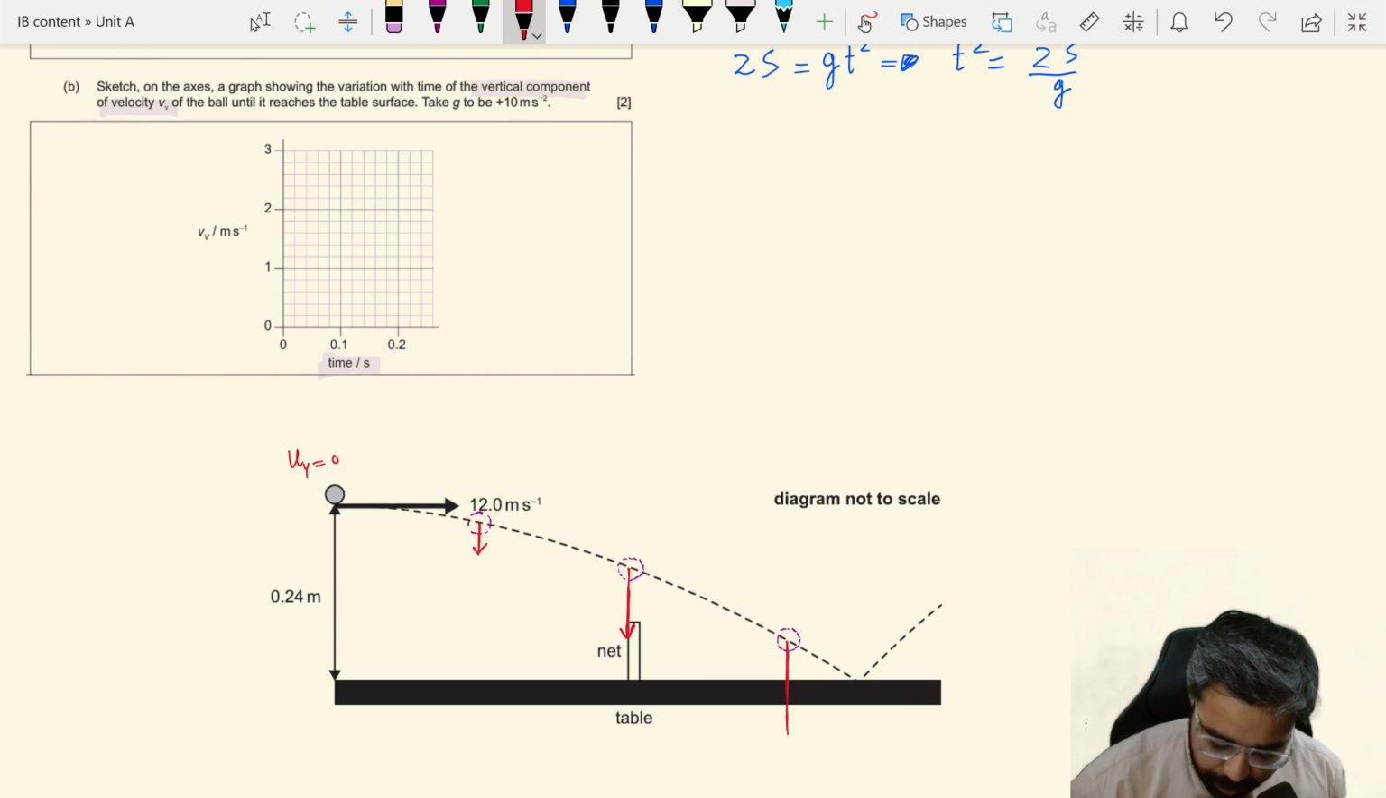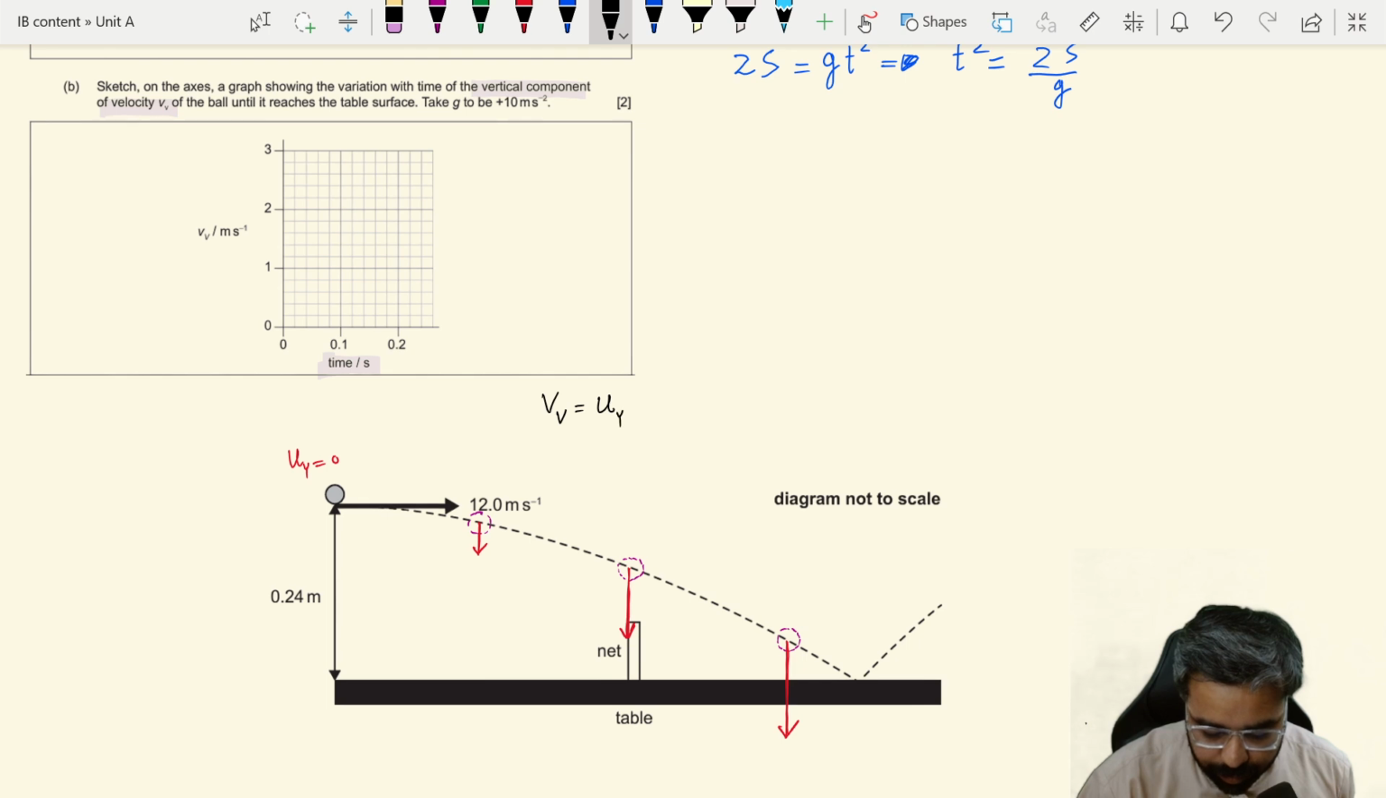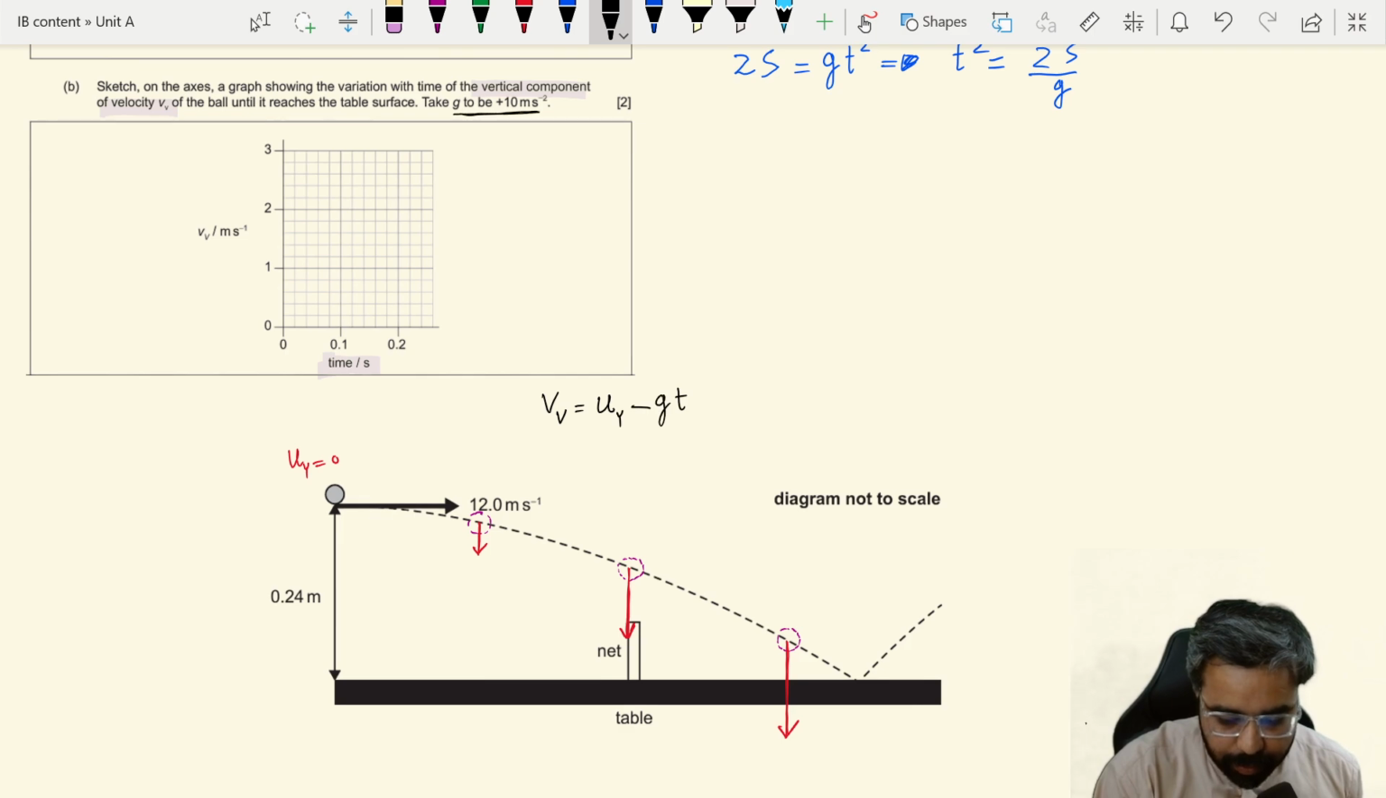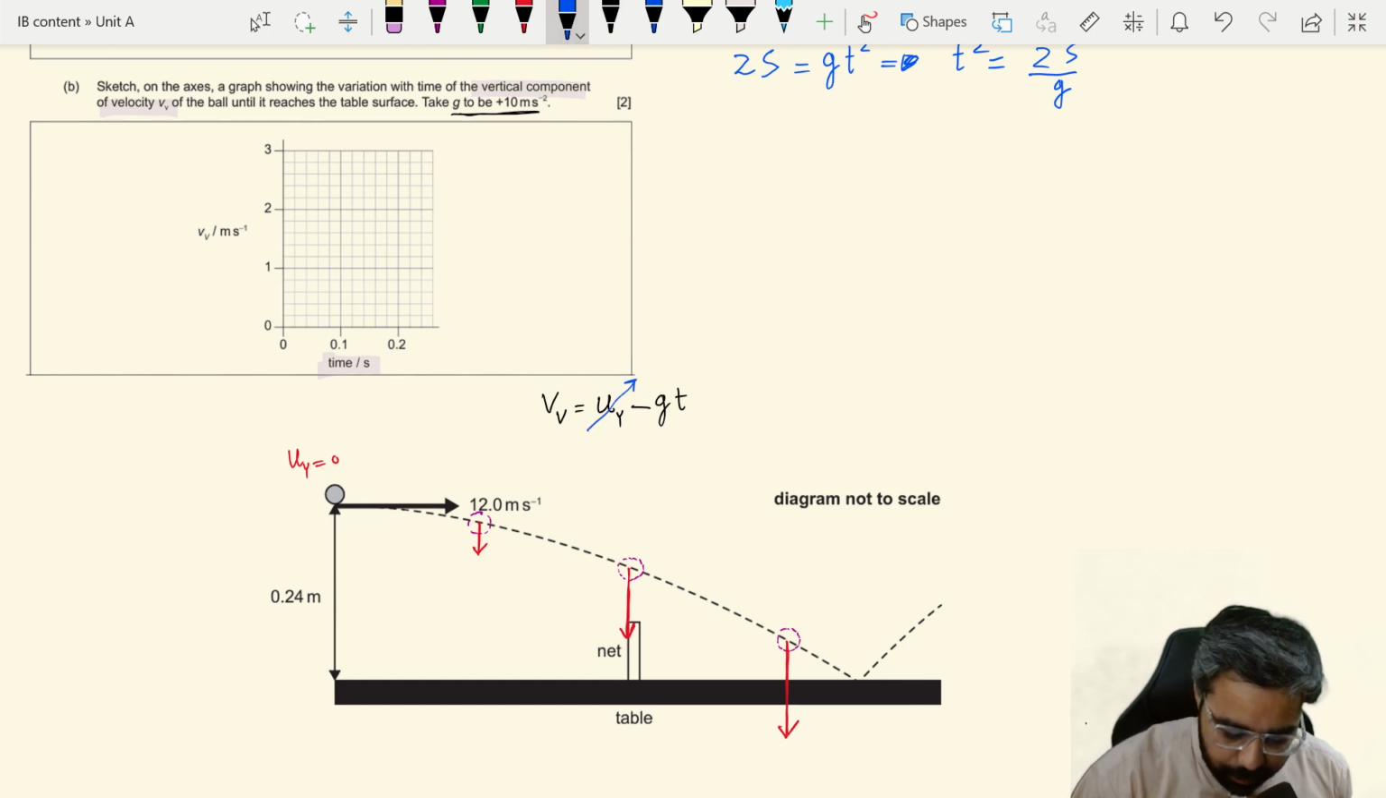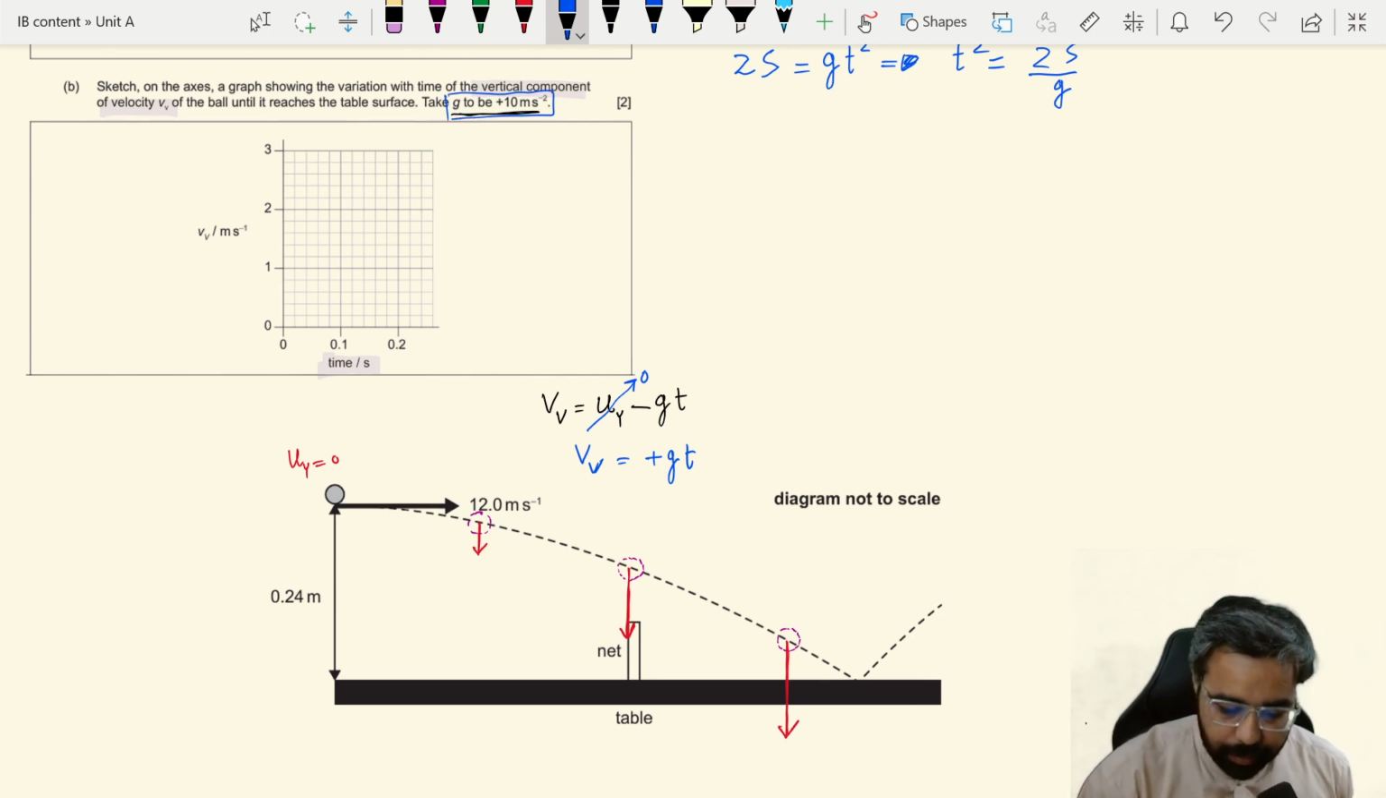is downward. Okay, and you can follow this equation, which also tells us that v = u - gt, but in this question they say take the value of g positive 10 meters per second squared. That's why, and you know that initially it is 0, so vertical velocity is equal to plus gt, right? Because of this question. So you can see that the vertical velocity will increase with the passage of time. And why will it? Because the vertical velocity is proportional to the time.